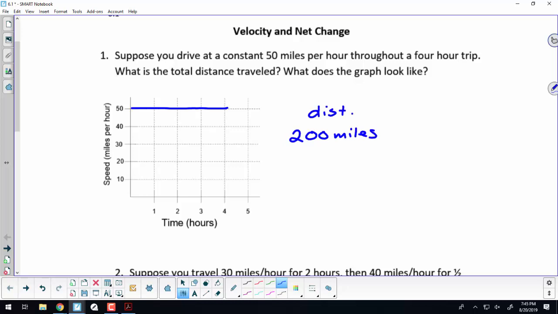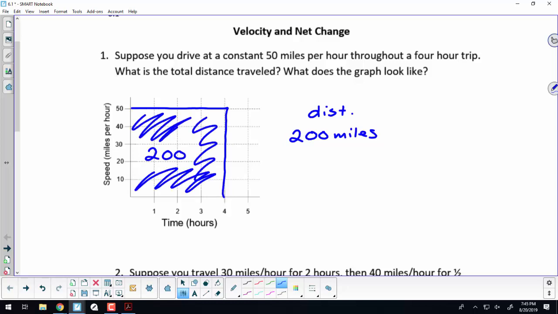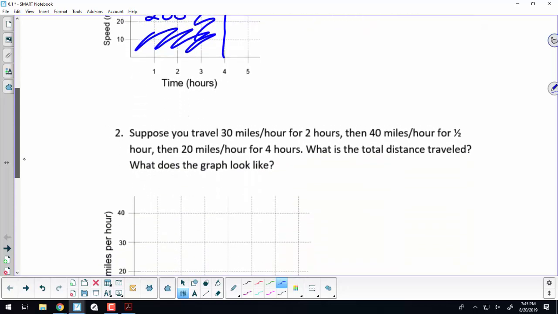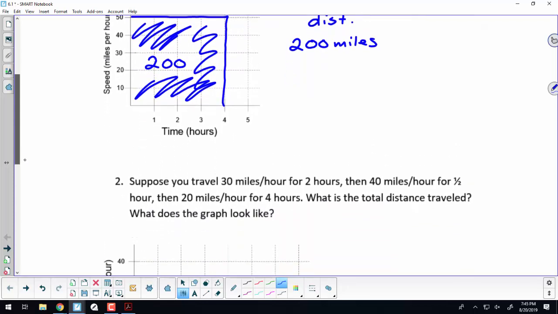Distance, 200 miles. The one thing we want to take note of here is it's a pretty simple function, but what happens when we compute the area between the function and the t-axis? The area is also 200, right? So this area is also 200. Hopefully the graph is pretty straightforward.